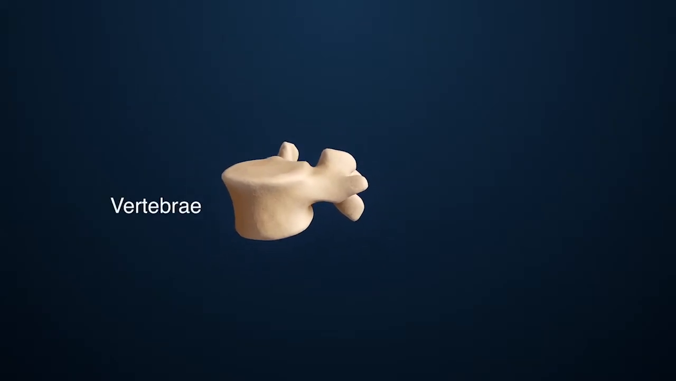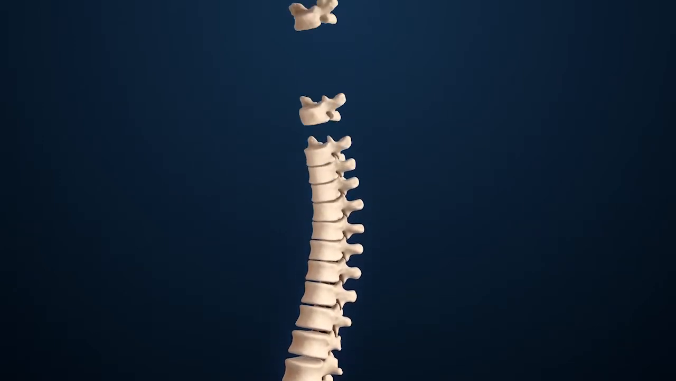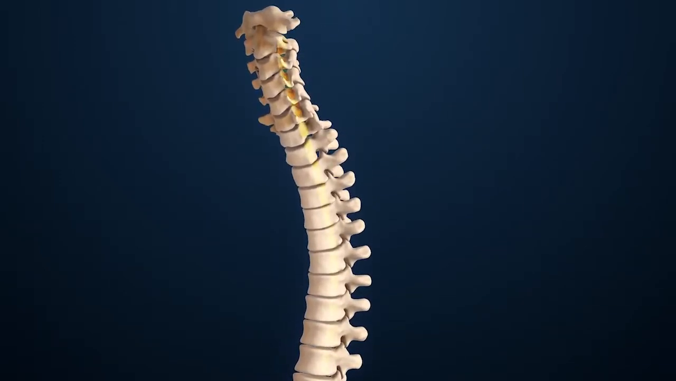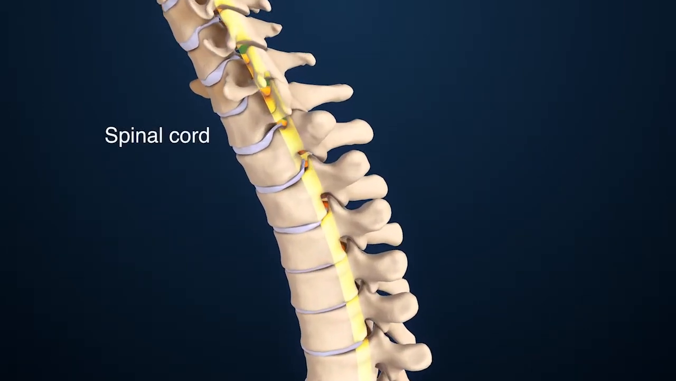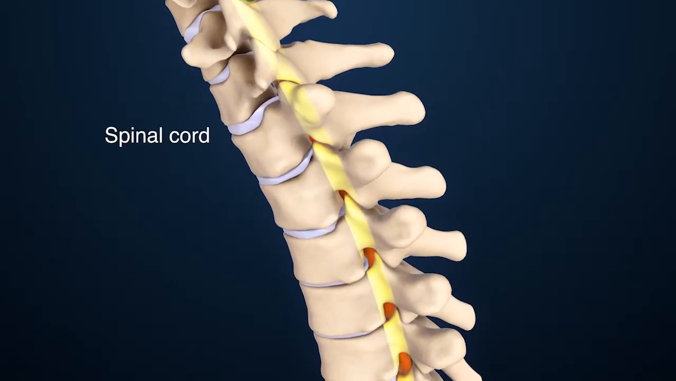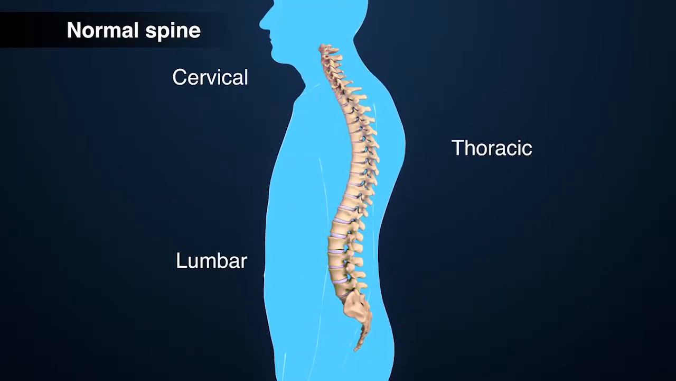The spine is made up of bones called vertebrae, which are stacked up on top of each other. The vertebrae protect a bundle of nerve fibers called the spinal cord. It runs through an opening in the center of each vertebra. The main sections of the spine are the cervical, thoracic, and lumbar regions.